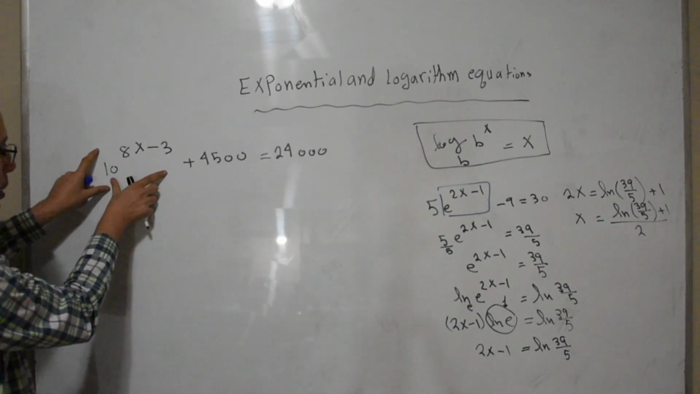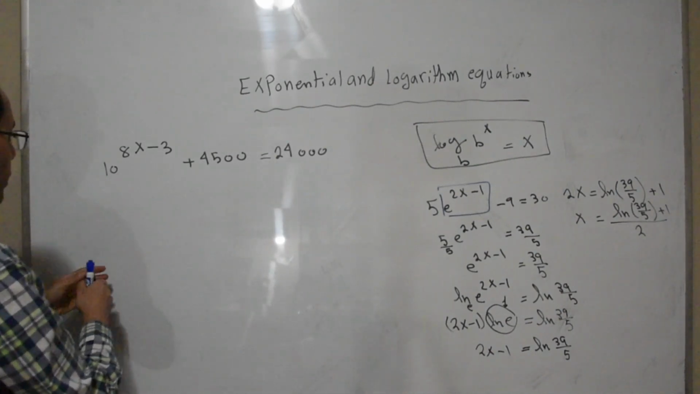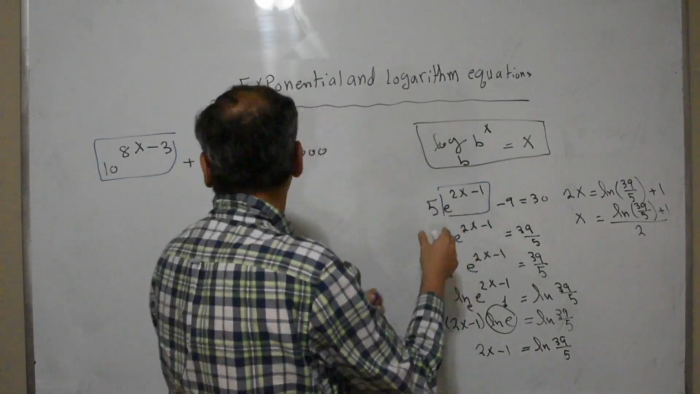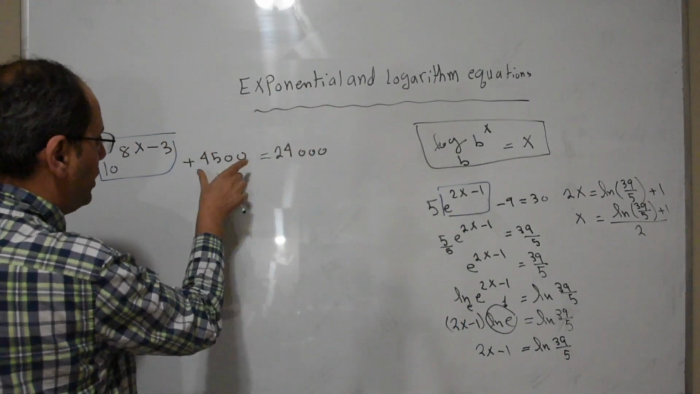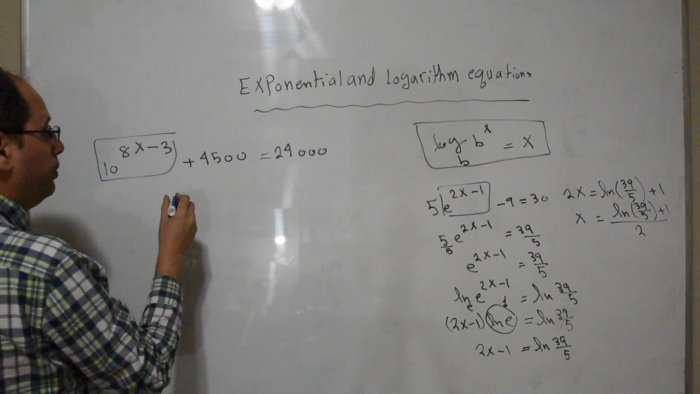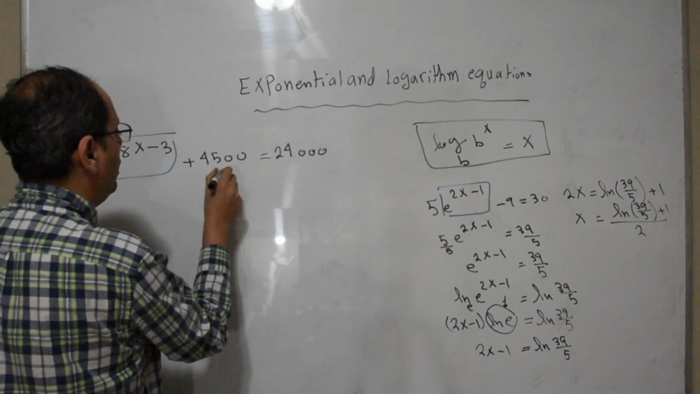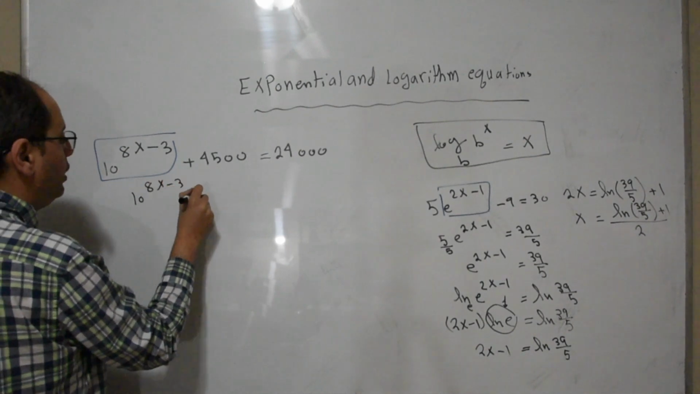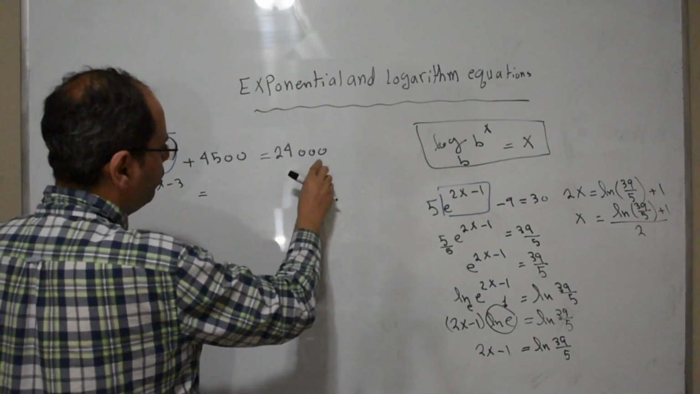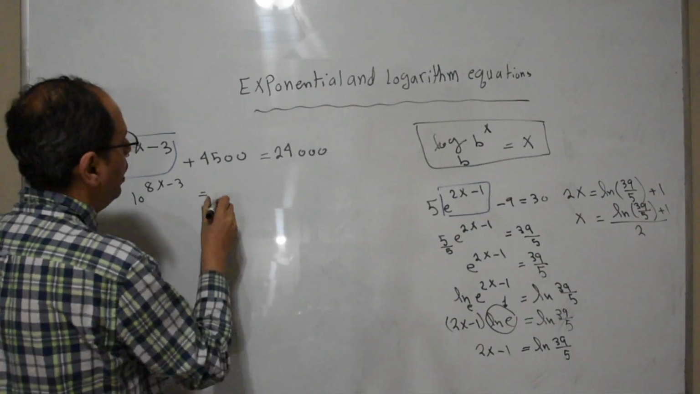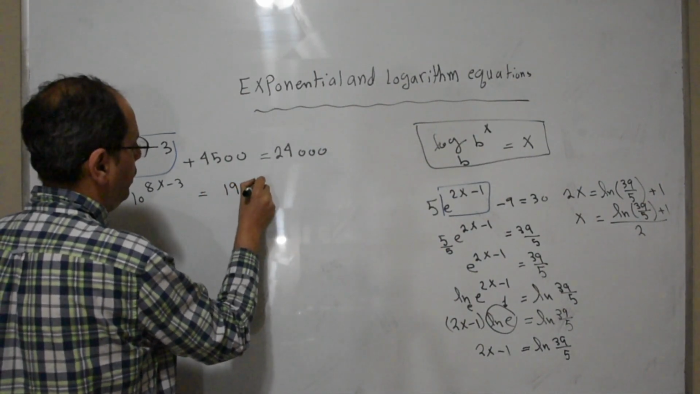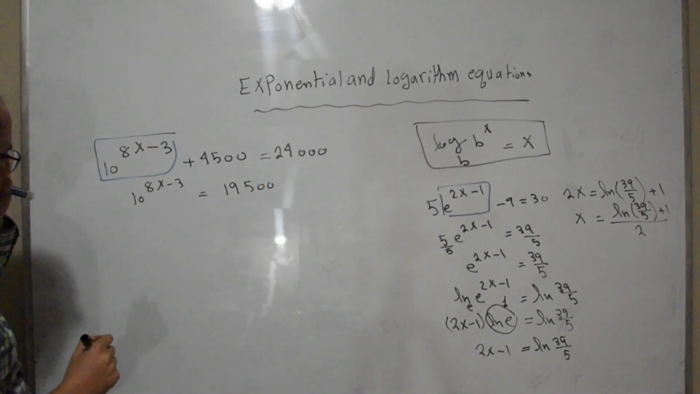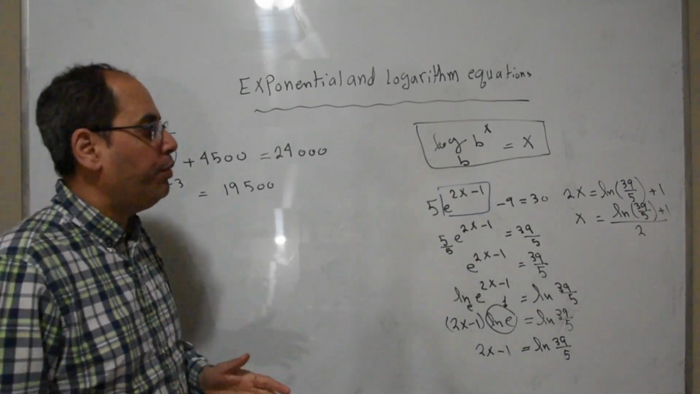Again, I need to isolate the base. I need to isolate that guy. Let's write it down here. I want to isolate this. This is similar to what I did here. So how can I do that? It's just one step. Get rid of the 4500. So all I need to do is to subtract the 4500. So 10 to the 8x minus 3 equals, so 24,000 minus 4,500 is 19,500. Correct?